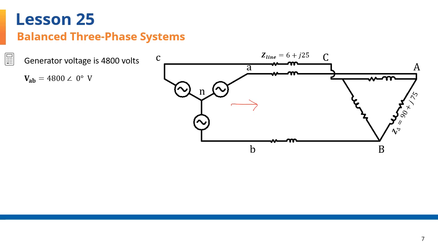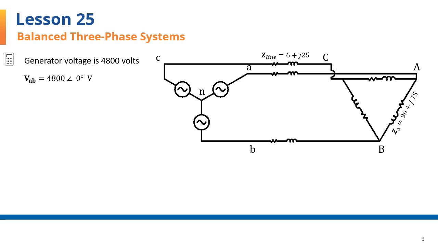The best way to approach a problem of this sort is to convert the delta load to its equivalent Y-connected load, use the equivalent line-to-neutral circuit to find the line currents, find all of the required quantities for the analysis, and go back to the original delta load and calculate the load phase currents as well as any other quantities that may still be outstanding.